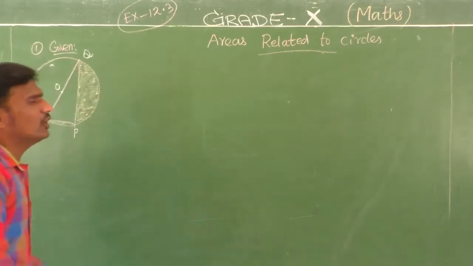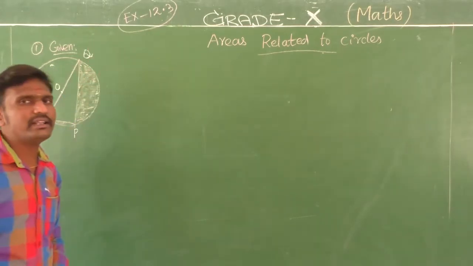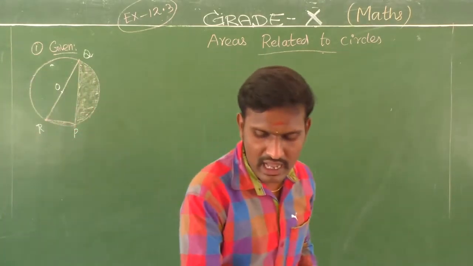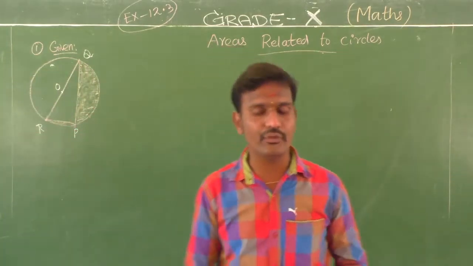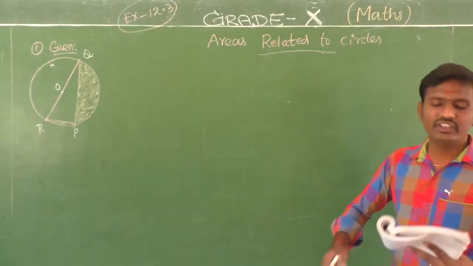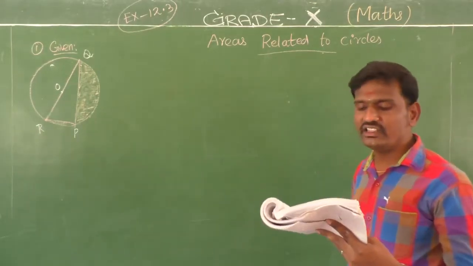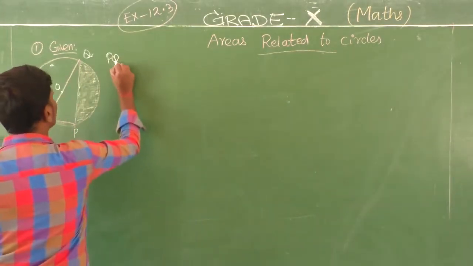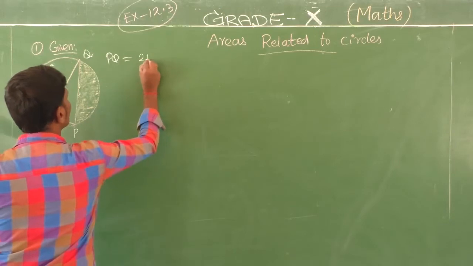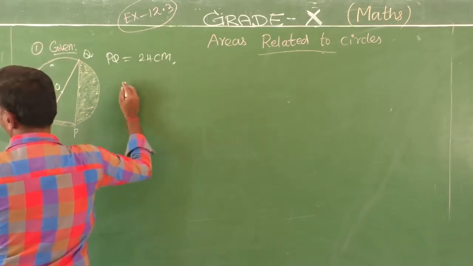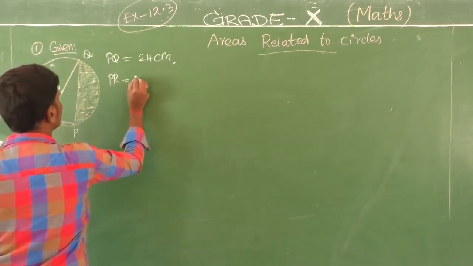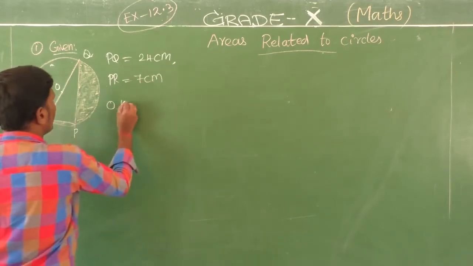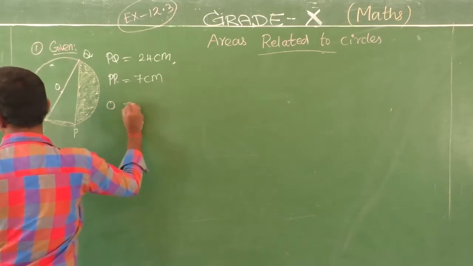Yes, students. Now coming to the class, exercise 12.3, question number 1. Fine. Now I am going to read the question. Listen carefully, all of you. Find the area of the shaded region in the figure if PQ is, what is given? PQ is equal to 24 centimeters, then PR is equal to 7 centimeters, and O is the center of the circle.